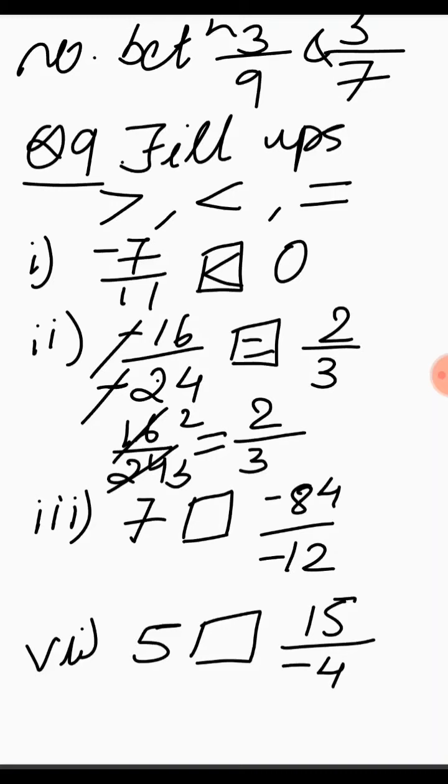Now here, again, children, directly I am writing, minus minus gets cancelled. You know 12 7s are 84, sorry. So it becomes equal. Here this is 5, and here it is a negative rational number. So you know every positive rational number is greater than every negative rational number. Okay, so in this way you can solve question number 9.